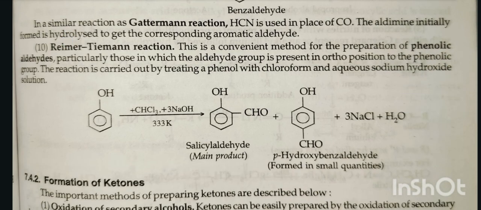10th, Reimer-Tiemann reaction. This is a convenient method for the preparation of phenolic aldehyde, particularly those in which the aldehyde group is present in ortho position to the phenolic group. The reaction is carried out by treating the phenol with chloroform and aqueous sodium hydroxide solution.